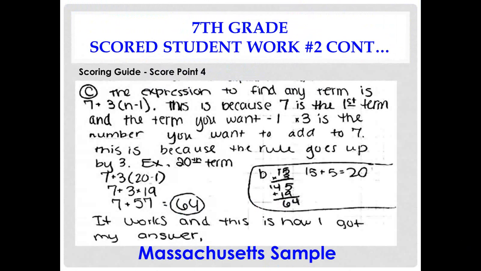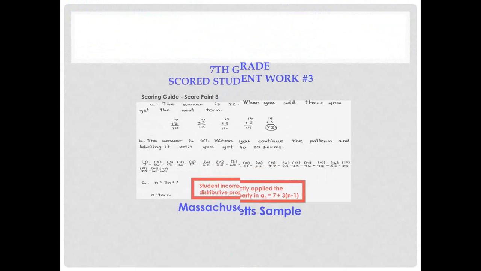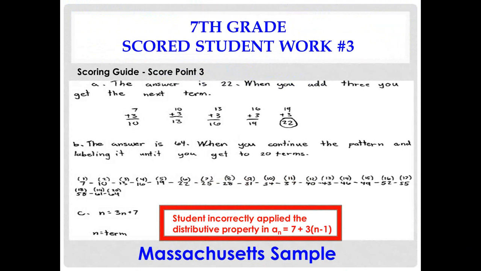So you have 7 plus 3 times 20 minus 1. Then you have 7 plus 3 times 19, and then 7 plus 57 equals 64. It works, and this is how I got my answer. So we're seeing different ways that students are coming up with how they're answering these questions.